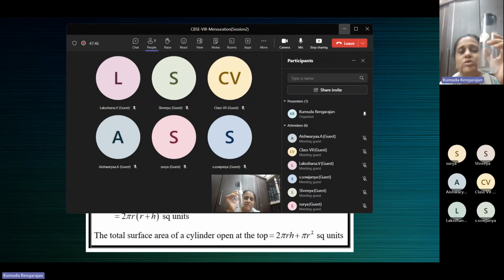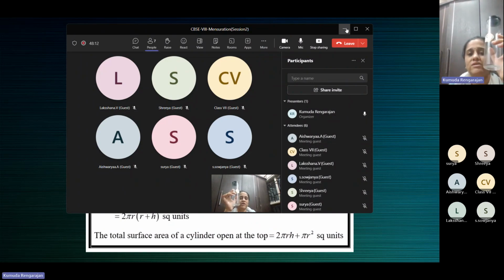So cube has a uniform cross section. Cuboid has a uniform cross section. Cylinder also has a uniform cross section. And whenever solids have a uniform cross section, their volume is defined as area of the uniform cross section into height, and their curved surface area is defined as perimeter of the uniform cross section into height.